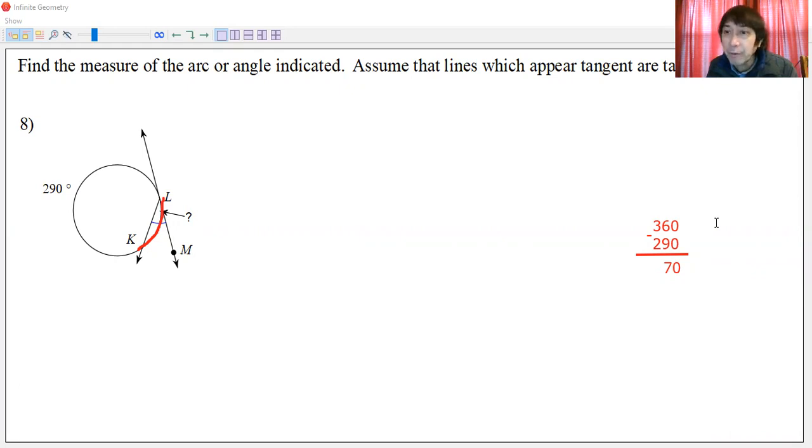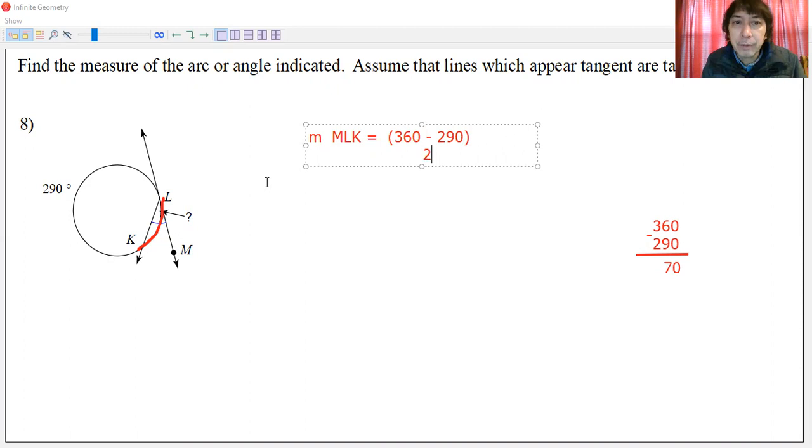All right, and we're looking for that angle, the one with the question mark. So here we're solving for the angle, the measure of the angle MLK, and this is equal to 70. Let's put the solution. This will be 360 minus the given arc 290. That's it. After which we will have to divide that by 2.